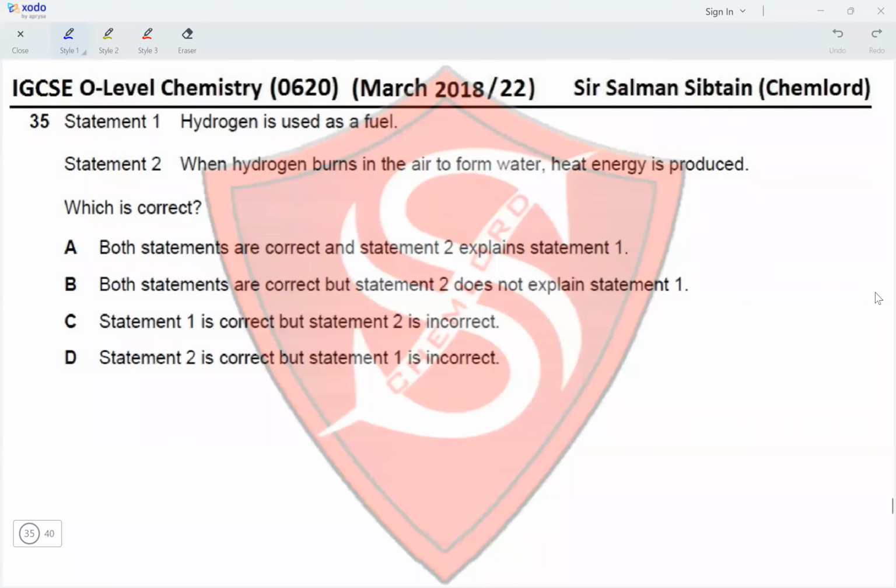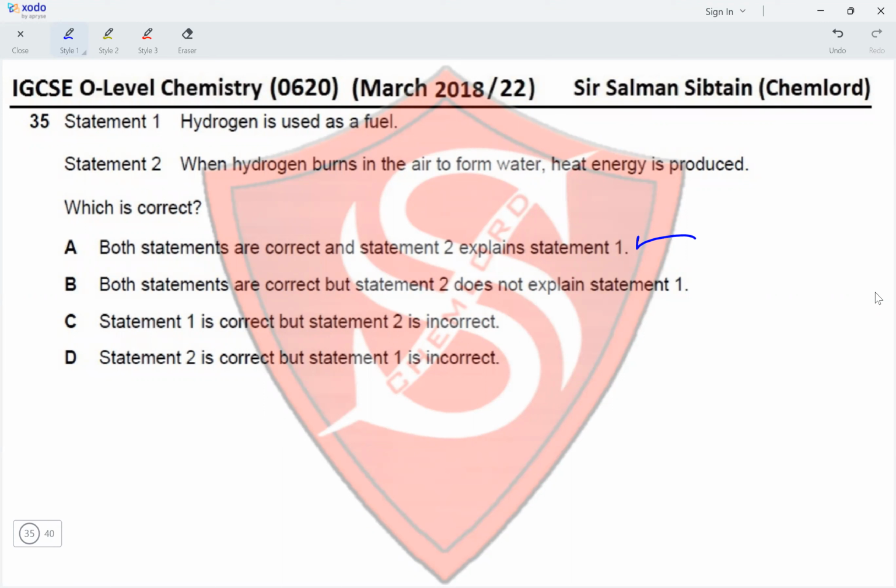Question 35. Statement 1. Hydrogen is used as a fuel. Statement 2. When hydrogen burns in the air to form water, heat energy is produced. Which is correct? Both statements are correct, and statement 2 explains statement 1. Yes, exactly. This is the correct answer because if hydrogen is used as a fuel, it needs to produce energy, and that is what happens.